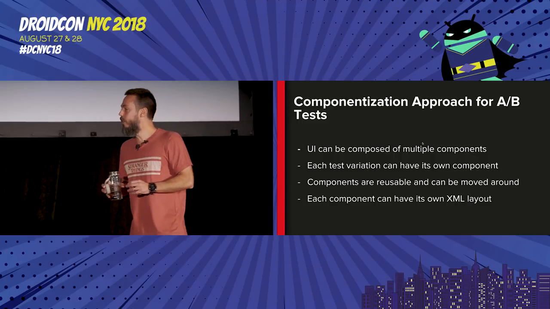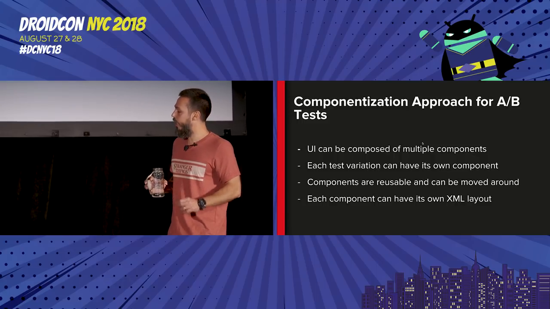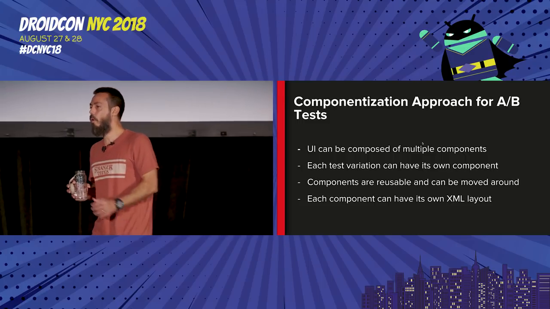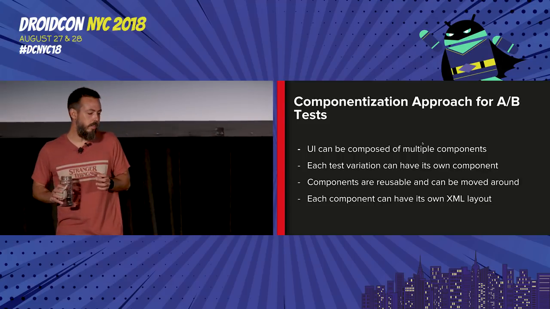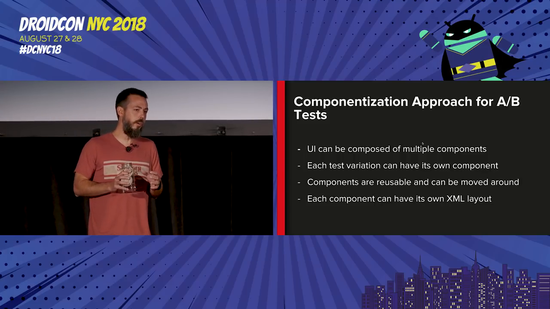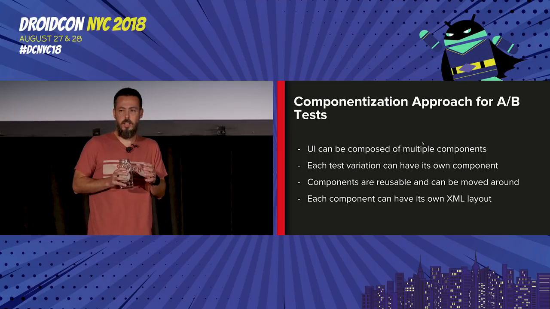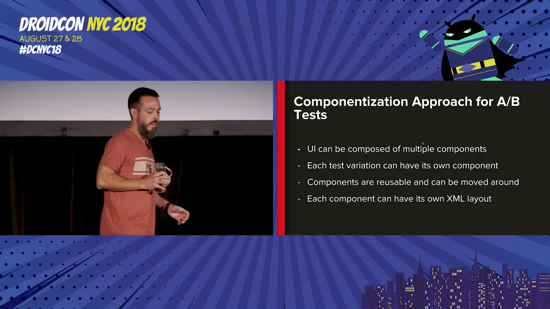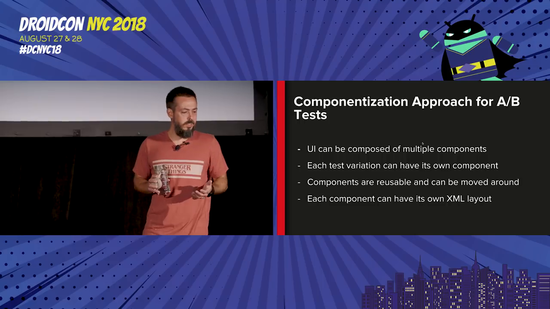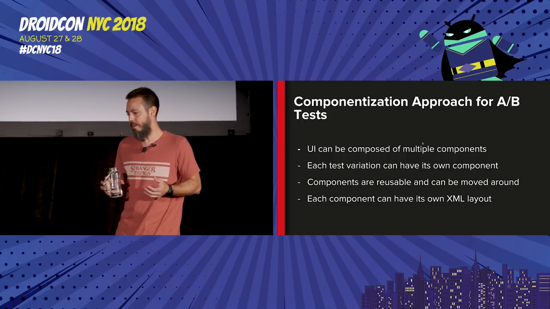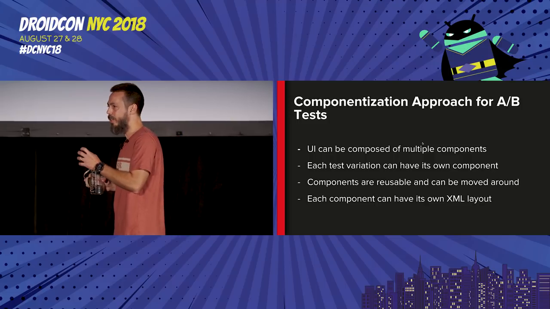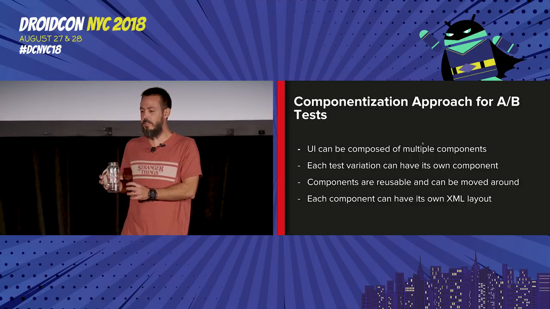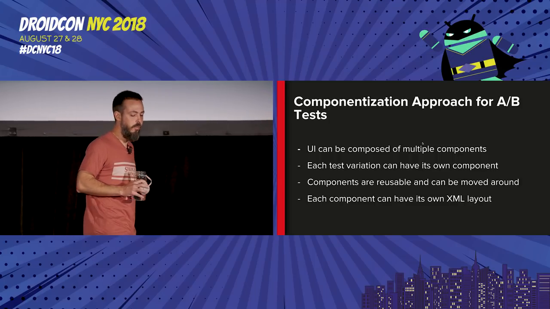Componentization is one architecture that we tried to achieve all these things. So the idea is the UI can be composed by multiple components. And when I say components, I'm not talking about Android views. I'm talking about something bigger that has all the logic and all the data that it needs. If we think about this idea for A-B tests, we could have different components per experience that we want to provide. Or we can compose experiences using the same components that we have, and that will be much easier for us.